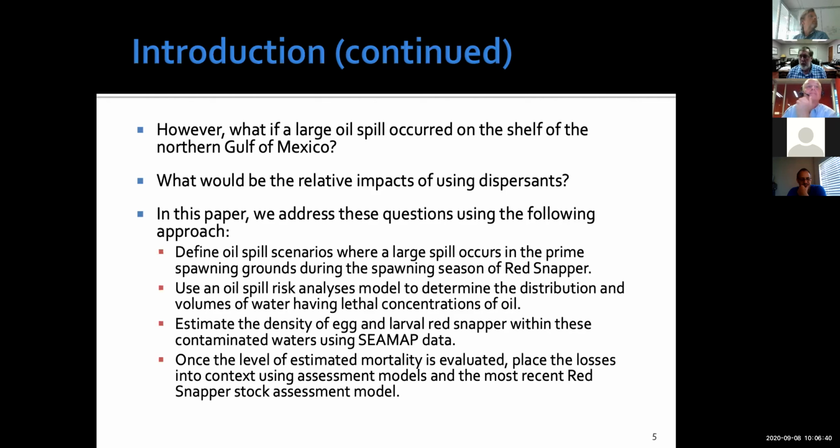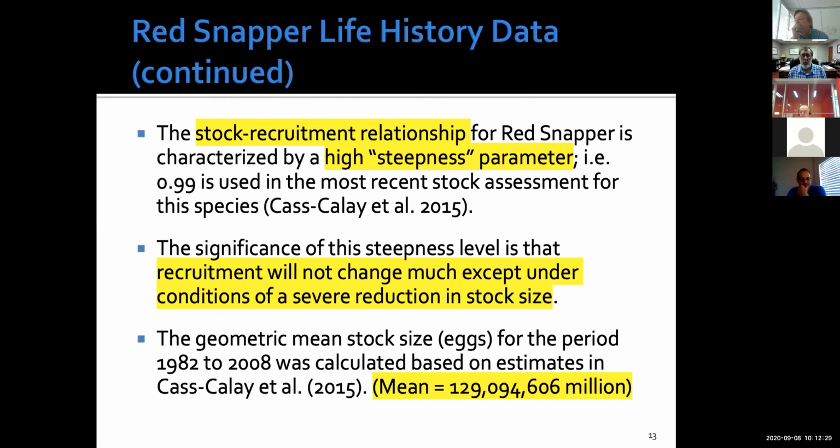And then for basis of assessment, the geometric mean stock size of eggs for the period 82 to 2008, the same year we have data for, was estimated in the recent stock assessment. It's 129,094,606 million. So it's 129 million millions. We're going to report all these data in millions, but you get such large numbers that biologists can't even say them. So our unit is millions.